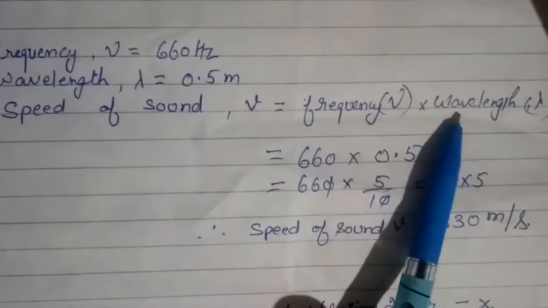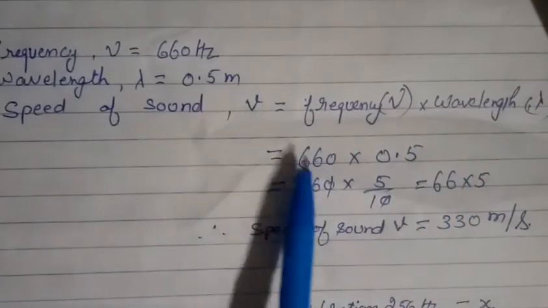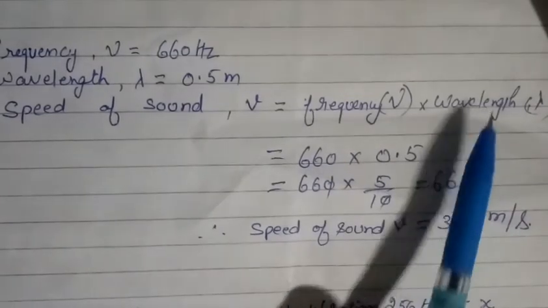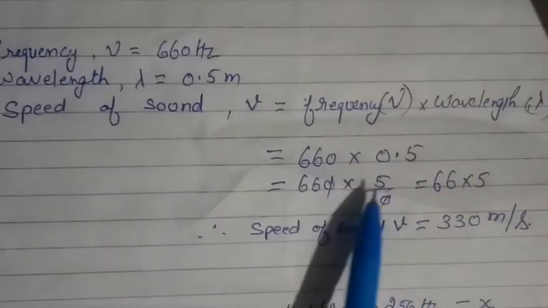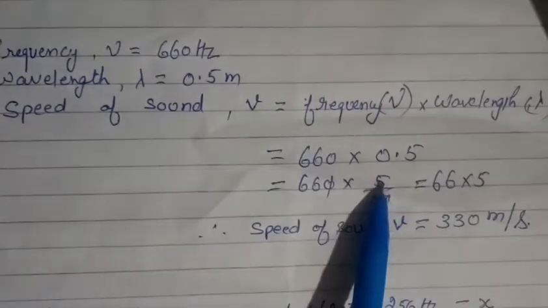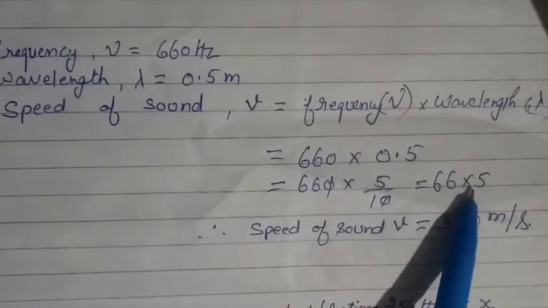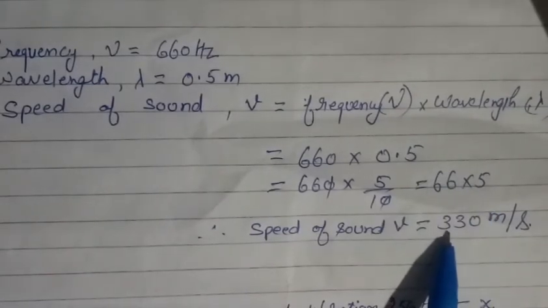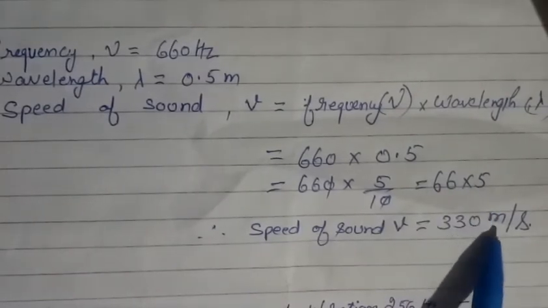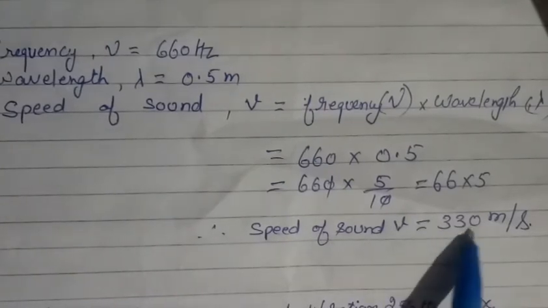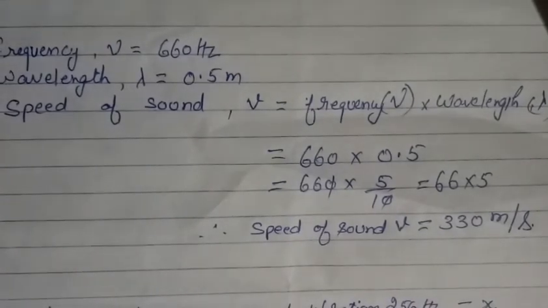So multiply both of the terms, then you will get the speed of sound. So frequency 660 multiplied by 0.5 meter, that is the wavelength. So 660 multiplied, remove this decimal, you will get 5 by 10, the 0 cancels with the 0. So 66 multiplied by 5, that will be 330 meter per second. So speed of sound v equals 330 meter per second.